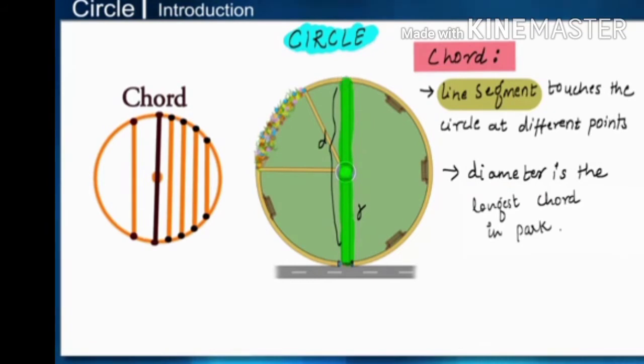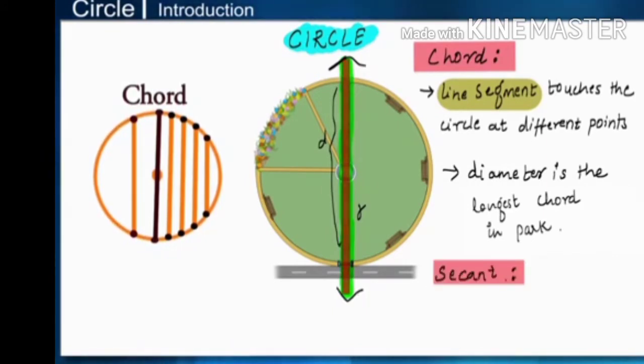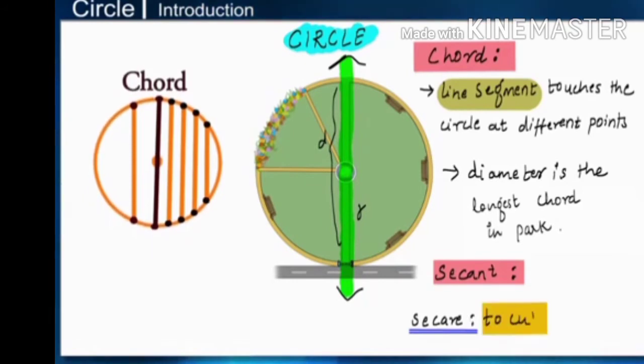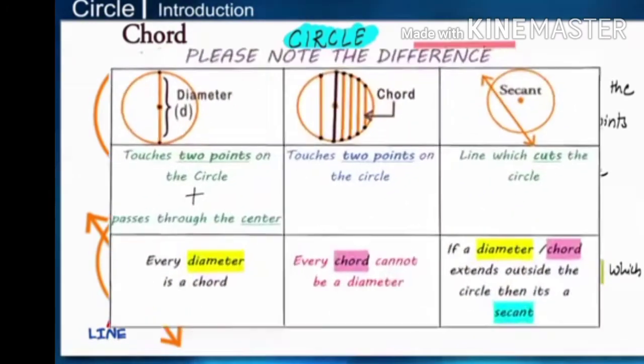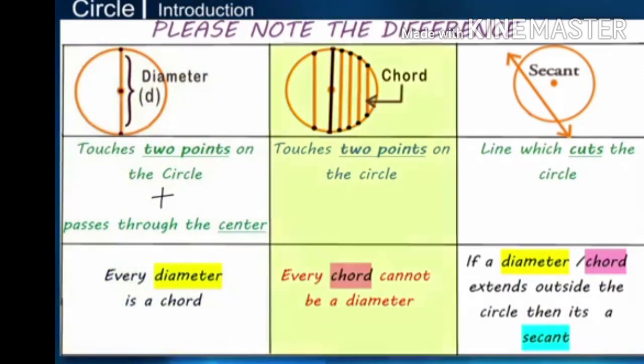Now, if the same road extends on both the sides outside the park, then that road can be called as a secant of the park. Secare in Latin means to cut, and hence, any line which cuts the circle is called as a secant. Kindly note the difference between diameter, chord and a secant. Diameter is a chord which passes through the center, whereas chord touches at any 2 points on the circle, and secant is a line stretching to infinity at both the directions.